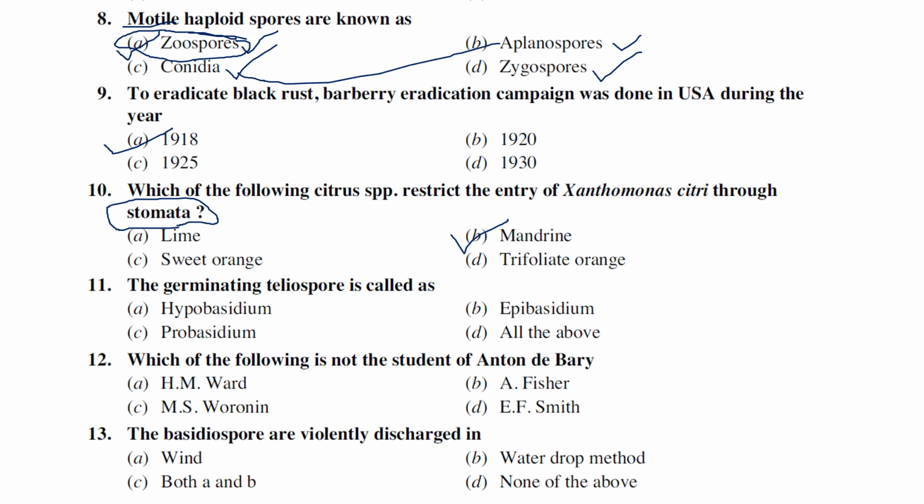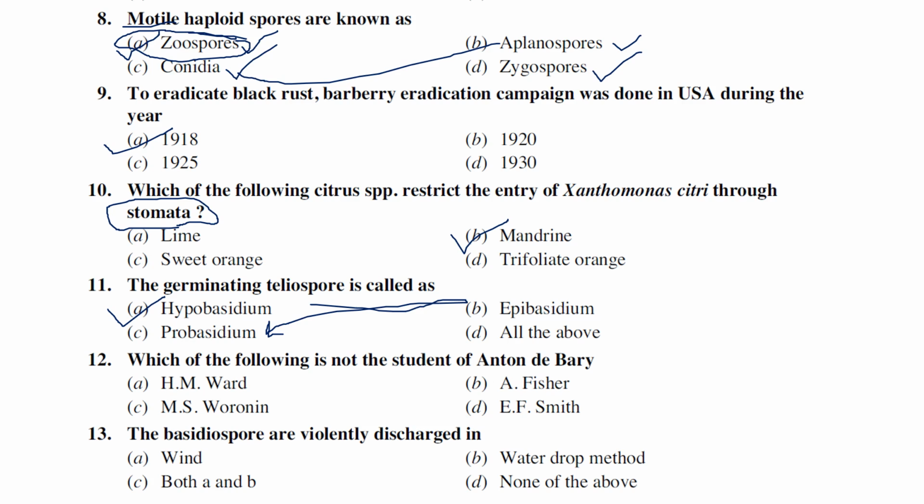So the next one is: the germinating teleospore is known as hypobasidium. You guys should also go through the other terminology, like what is epibasidium and what is probasidium. There are very few terminologies only. So the answer is hypobasidium, because we have very little time. I can't explain every single thing.